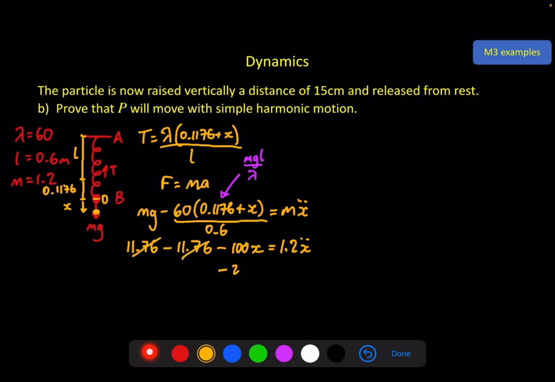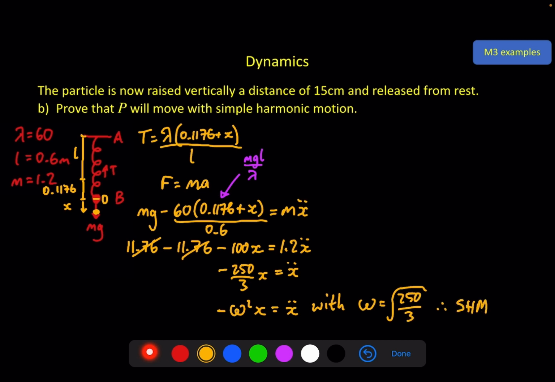So here we get minus 250 over 3 x is equal to x double dot, which is of the form minus omega squared x is equal to x double dot, with omega equal to the root of 250 over 3. Therefore, yes, it is simple harmonic motion.